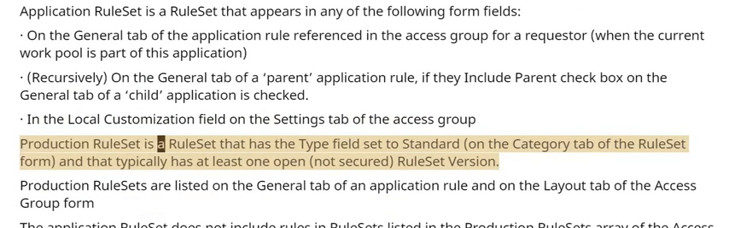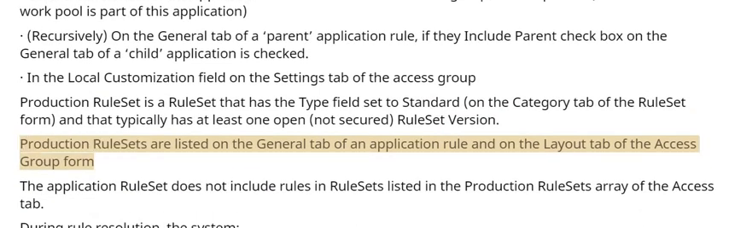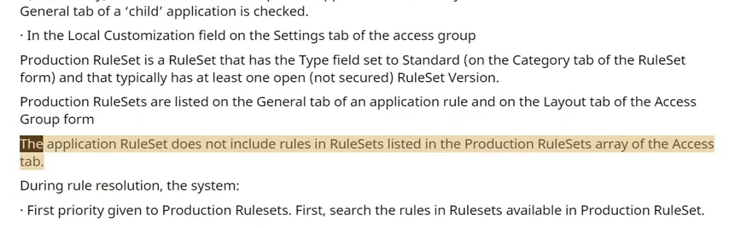Production rule set is a rule set that has the type field set to standard, on the Category tab of the rule set form, and that typically has at least one open, not secured, rule set version. Production rule sets are listed on the General tab of an application rule and on the Layout tab of the access group form. The application rule set does not include rules in rule sets listed in the production rule sets array of the access tab.